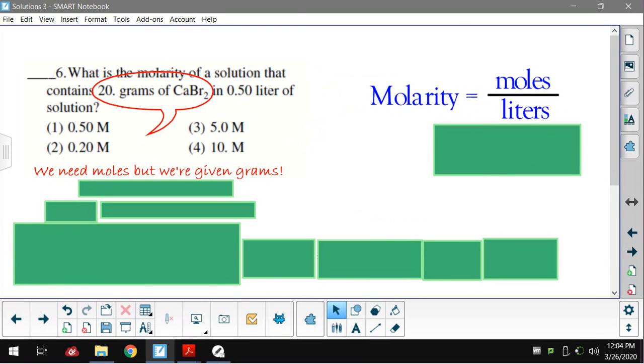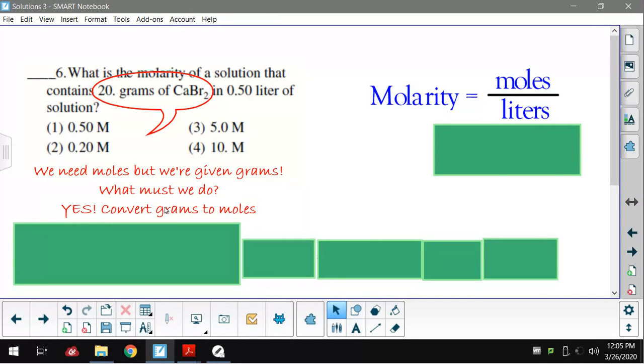Anyway, for this question, it says, what's the molarity of a solution that contains 20 grams of calcium bromide in a half a liter of solution? Well, molarity is all about moles per liter. We're going to need moles, but we're given grams. So what do we have to do? Yes, that's right. You're going to convert grams to moles.